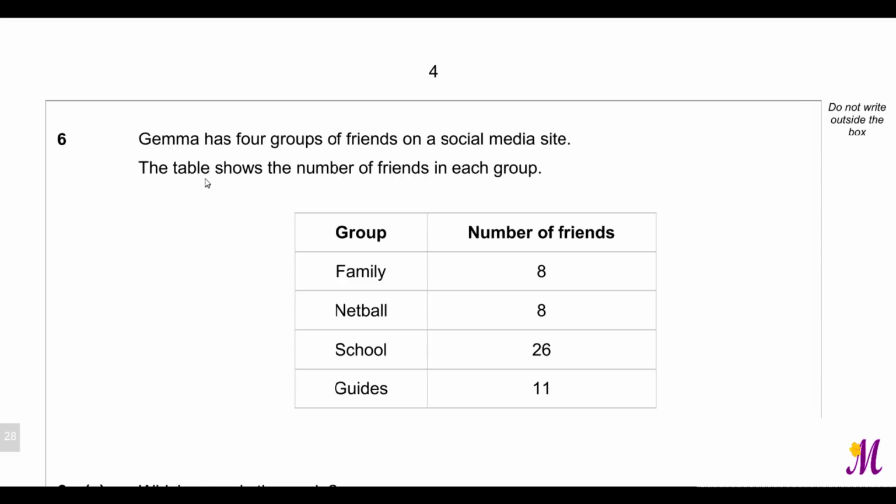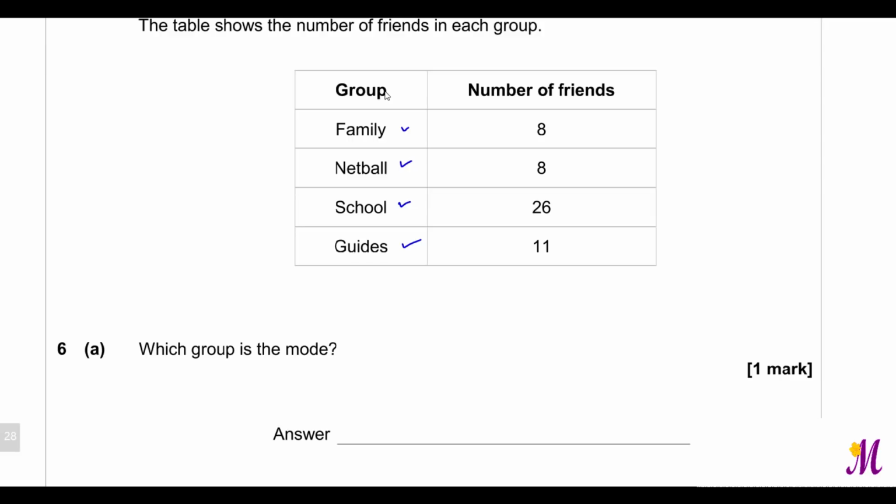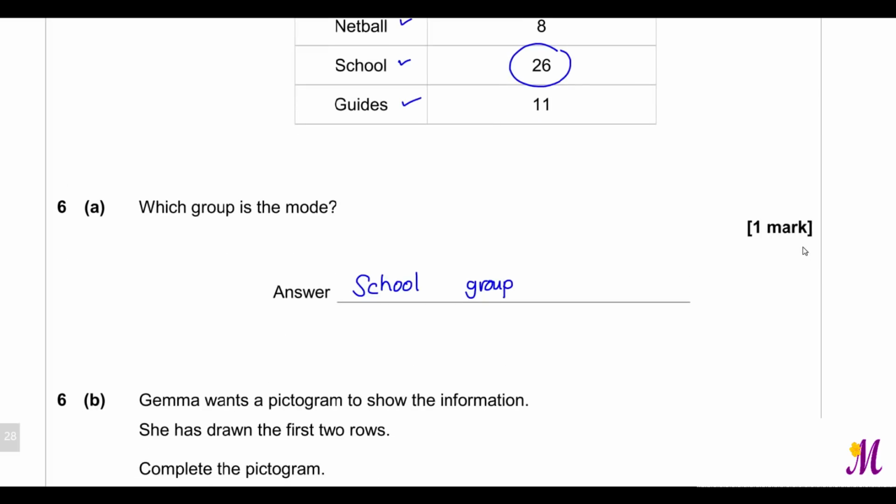Question 6. Gamma has 4 groups of friends on a social media site. The table shows the number of friends in each group. So she has family, netball, school, and guides. And the question is, which group is the mode? Well, the mode is the group with the most friends. As we can see, she has family with 8 friends, netball with 8 friends, and then 26, and then 11. So this must be the mode. And this belongs to the school group. So we can say it is the school group. Let's see the next question.